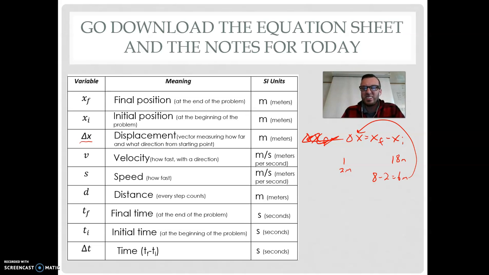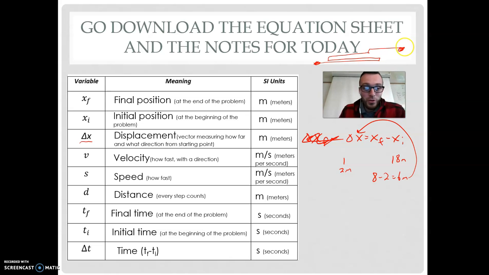All right, distance. The distance, if you're walking over here, and then walking over here, and then walking over here, and walking over here, every step that you take counts with distance. Remember, the difference between that and displacement is that displacement is just how far did I go from the starting position to the final position. Distance, every step counts. And then, of course, we have final time, initial time, and the change in time, delta t.